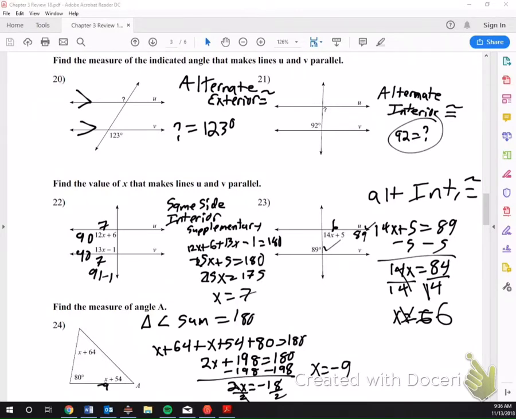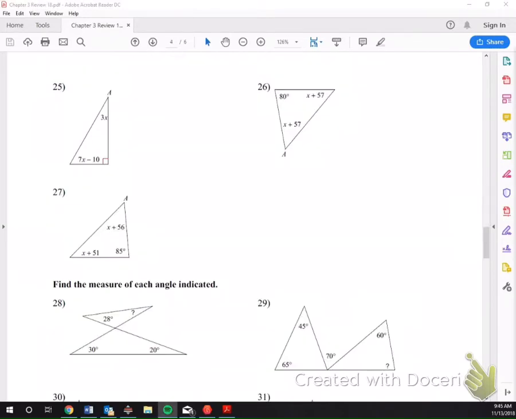So when I plug a negative 9 in there, I get negative 9 plus 54. Because keep in mind, all we're having to do is solve for angle A. You don't need to solve for everything, just need to solve for A. 54 minus 9, 45 degrees.